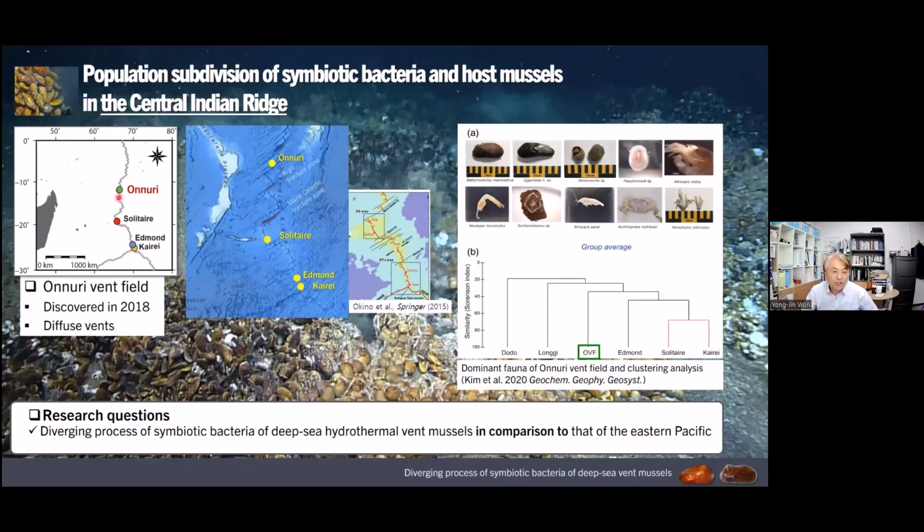So here the green dot indicates the new vent field in the Indian Ocean, and Solitaire that was found previously, and these three areas show different ridge segments, and it shows an offset of the ridge axis. It's not linear; they are offset. And I think the other vent fields were not observed yet. So from this new finding and new collection of vent organisms, we found that the biological communities at the OVF vent field are much different from the previous Triple Junction area and Solitaire.